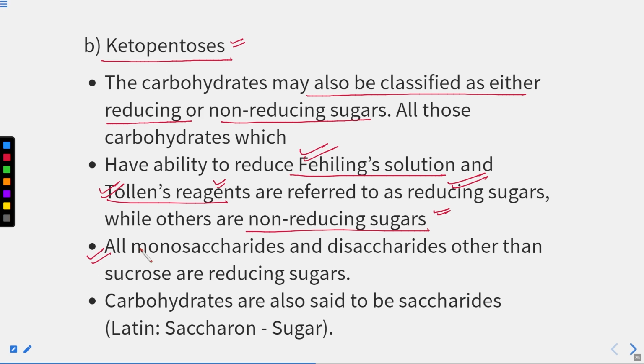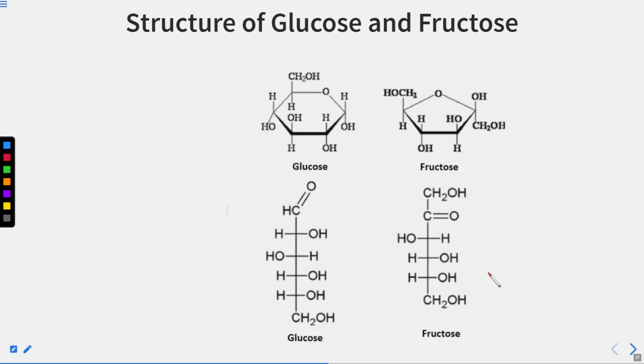So all monosaccharides and disaccharides other than sucrose are reducing sugars. Sucrose is one example that is non-reducing, while all the monosaccharides and disaccharides other than sucrose are reducing sugars. Carbohydrates are also said to be saccharides. We have discussed this. So here you can see the structure of fructose and glucose, right?